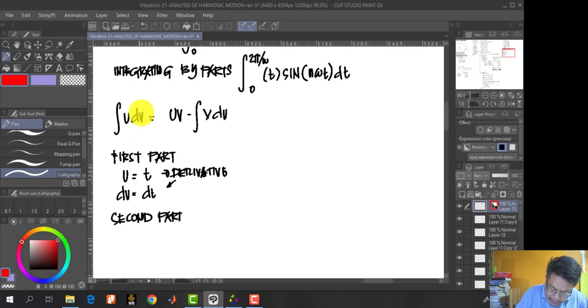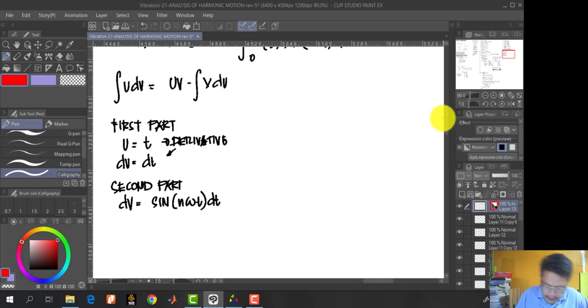So for my dv, that will be equal to my sine of n, angular velocity times time, then we have your dt. Now what I'm going to do is integrate both sides. So let's write it here so that you can follow along with what we're doing. Integrating both sides.